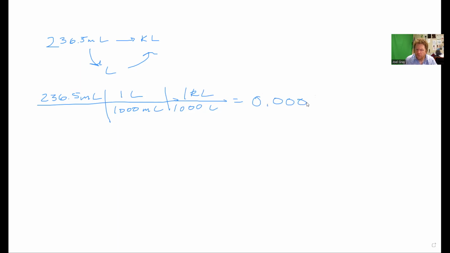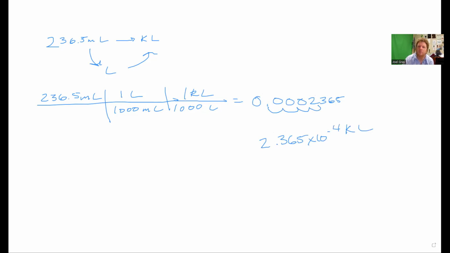So we had 3 zeros and then 2,365. So we're looking at 2.365 times 10 to the, this is smaller than 1, so we're going to have a negative exponent. 1, 2, 3, 4 times 10 to the negative 4th kiloliters.